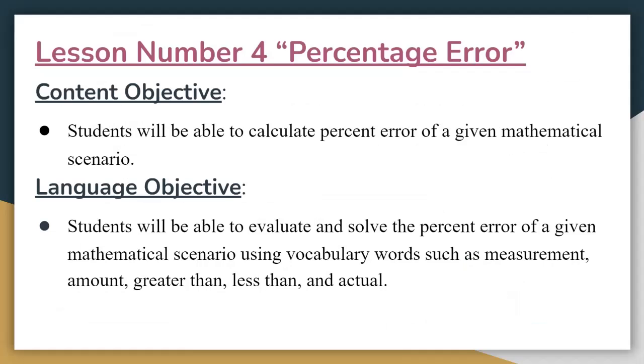Moving on to lesson 4, titled Percentage Error. This was the one lesson that I used the CALLA lesson template, whereas the other ones we used the other method. Content objective: students will be able to calculate percentage error of a given mathematical scenario. The language objective is students will be able to evaluate and solve percent error of a given mathematical scenario using vocabulary words such as measurement, amount, greater than, less than, and actual.